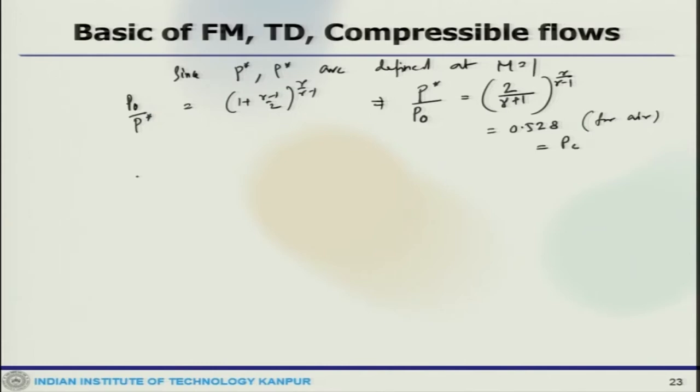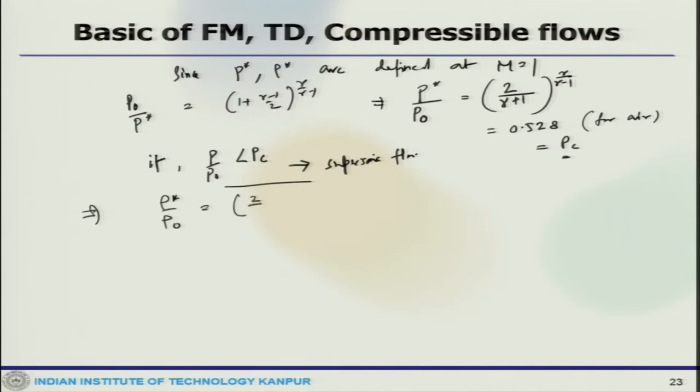Now, if P by P naught is less than the critical pressure ratio, then the flow is supersonic flow. Okay. Now, in a similar way we get for rho star by rho naught, which will be (2 by gamma plus 1) raised to 1 by gamma minus 1, which would be 0.634 for air.